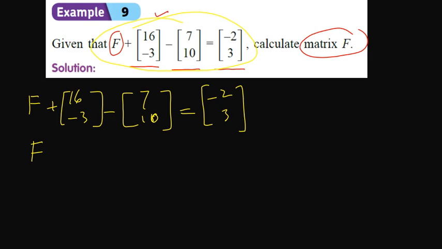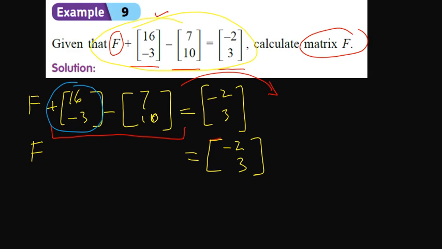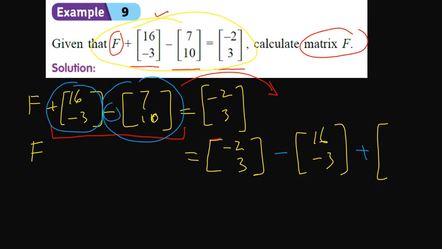you can get F if you transfer this one to here, right? So you just do the normal linear equation. So for this one, you minus [16, negative 3], and then for this one, because it is minus here, you plus [7, 10], and then your F, what do you get?